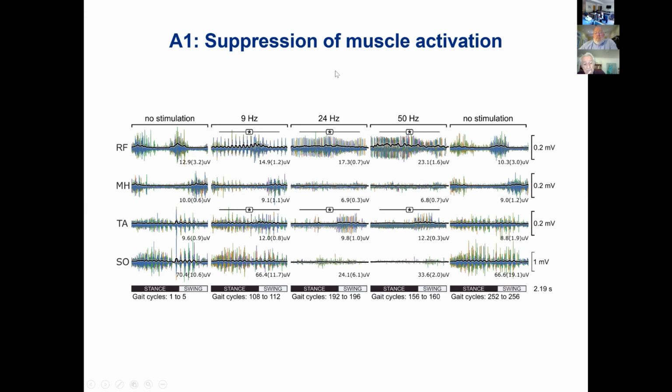So this is an example of getting rid of activity, and maybe getting rid of inappropriate activity would be beneficial, and that's certainly happening here in these ankle muscles. There's much less clonus and there's no more co-contraction. But the extent to which this is helping stepping is a little bit hard to sort out.